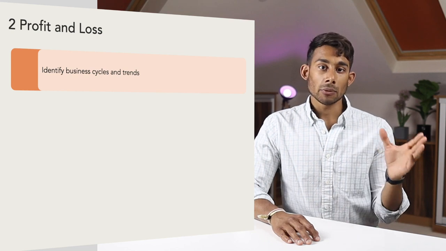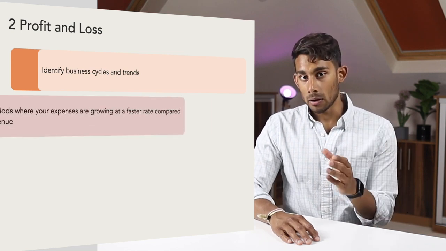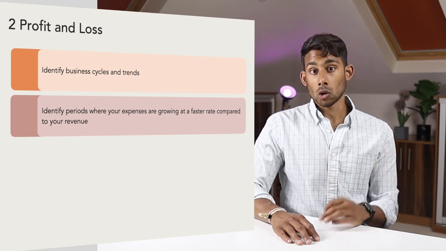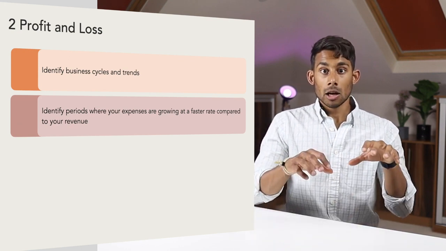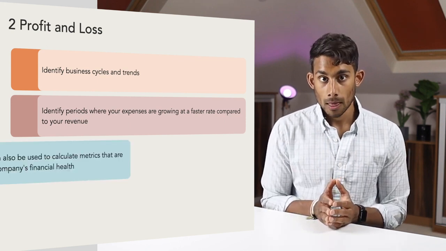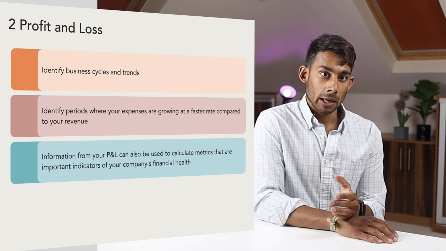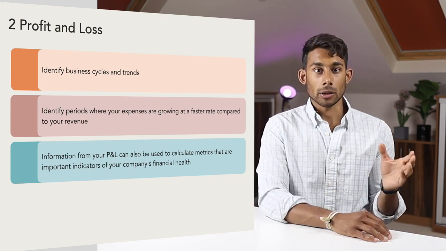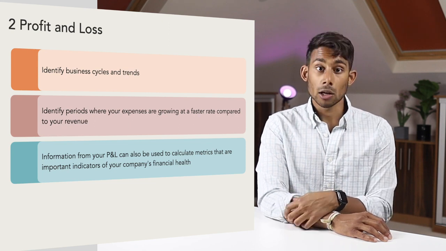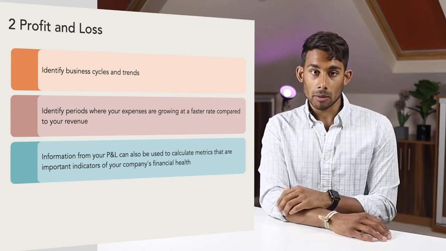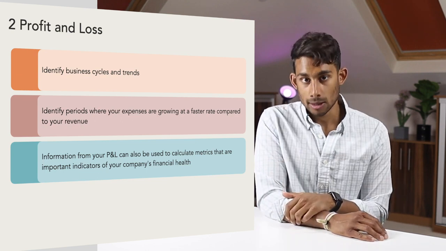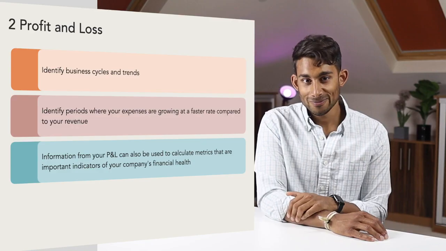You may also identify changes that are not immediately apparent, such as periods where your expenses are growing at a faster rate compared to your revenue. With these insights, you'll be better positioned to make improved business and financial decisions. Lastly, information from your P&L can also be used to calculate metrics that are important indicators of your company's financial health. These include the operating ratio, gross profit margin, and net profit margin. We will come to all of these in more detail shortly, so stay tuned.